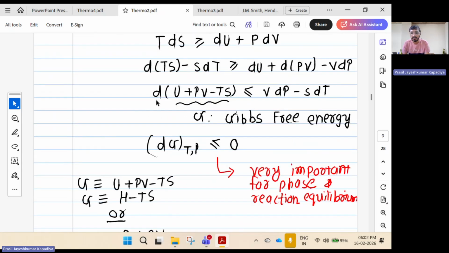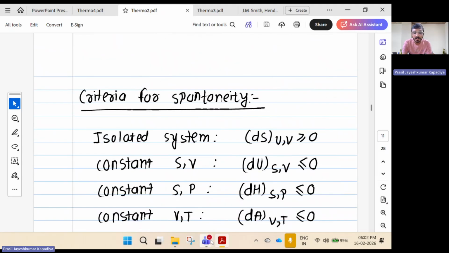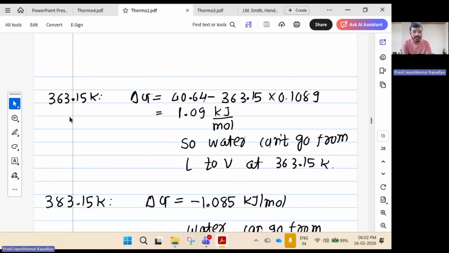And dG, the Gibbs free energy, is a very important term because dG is estimated at constant temperature and pressure, and that is the most practical for most applications. If you see in industry, generally temperature and pressure are kept constant. So dG is very important in terms of applications.